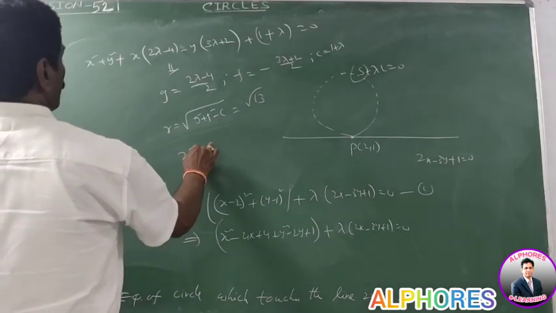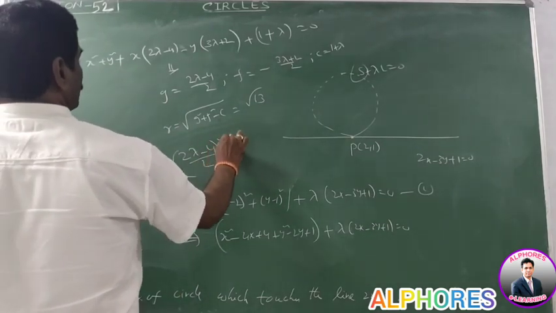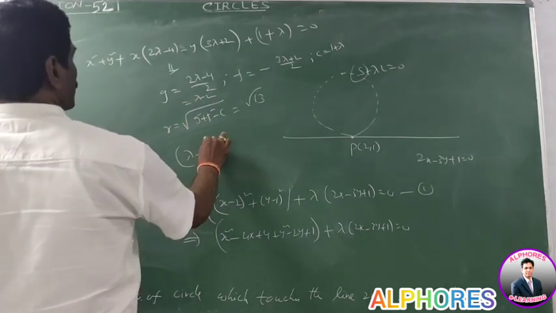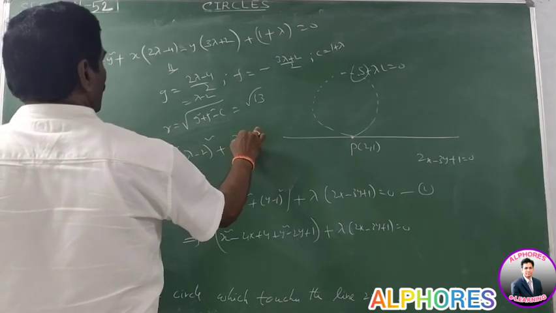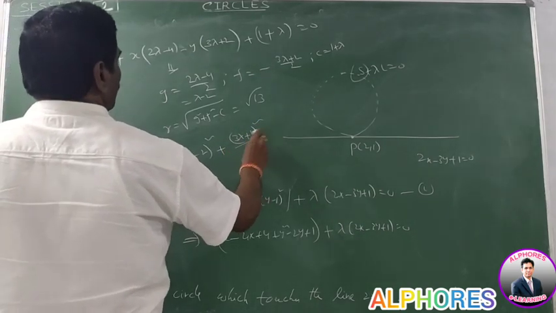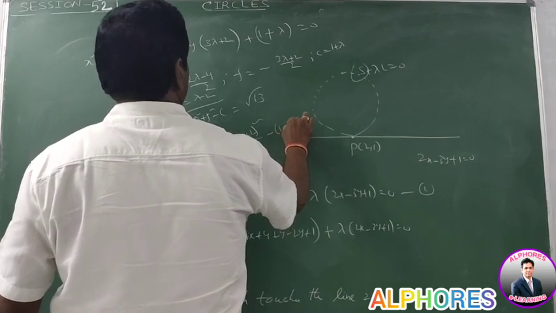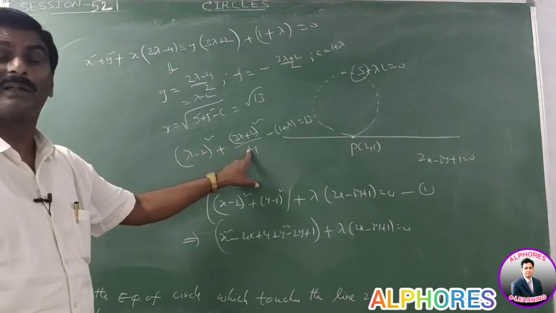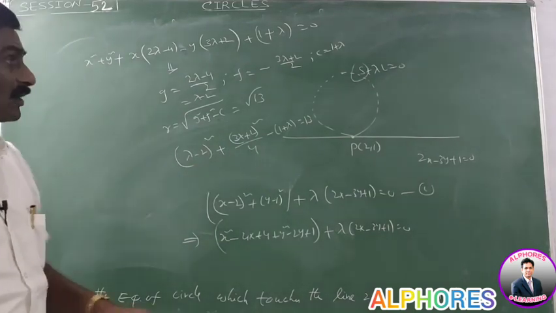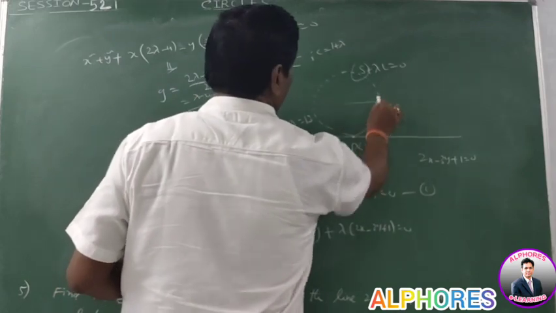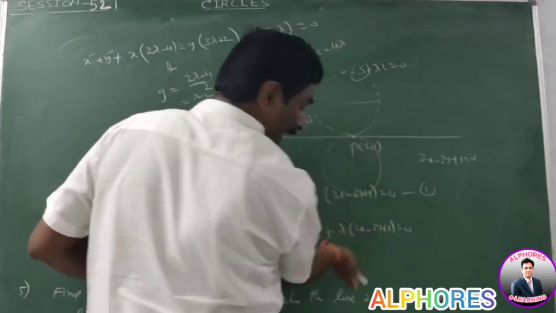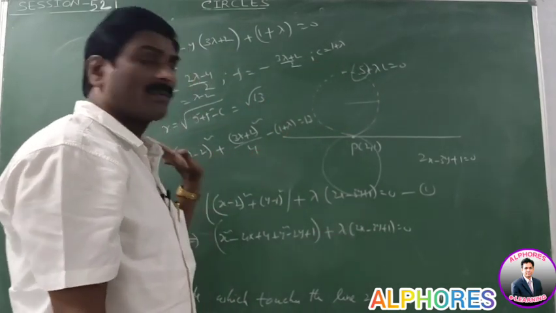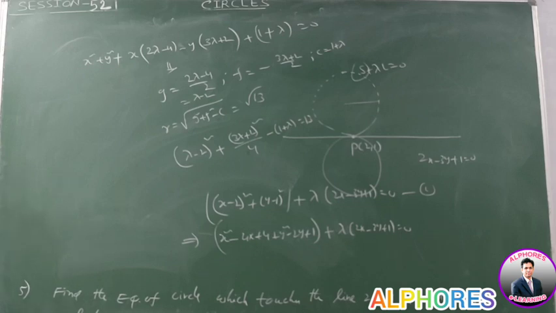g square means ((2 lambda minus 4) by 2) whole square, that means (lambda minus 2) whole square, plus (3 lambda) whole square by 4, minus c, that is minus (1 plus lambda), is equal to 13 after squaring. Simplify this and we get 2 values of lambda, since it is a quadratic in lambda. Here there are 2 possibilities with radius root 13: one above the line and one below the line. By using that property, we find the equation of the circle.